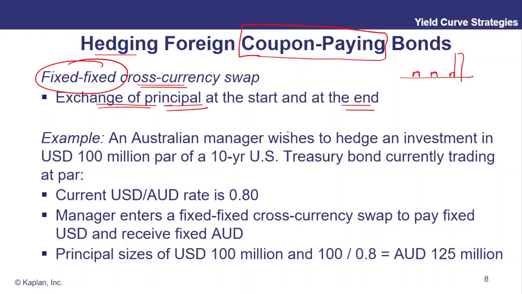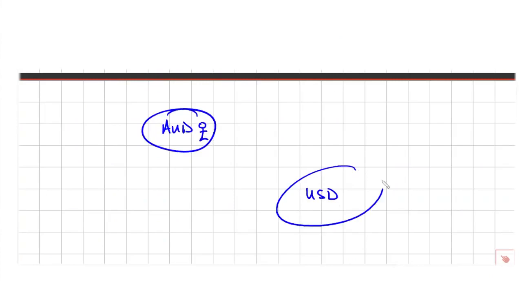Now, once again, if you focus on the big picture, we're sticking with the Aussie manager. The Aussie manager, I always draw the manager as a stick person, has got US dollar exposure. And in this case, I'm going to focus on the coupon. We're getting a US dollar fixed coupon coming in.